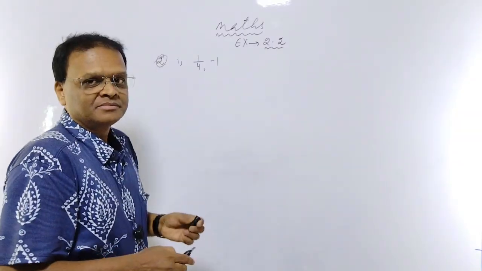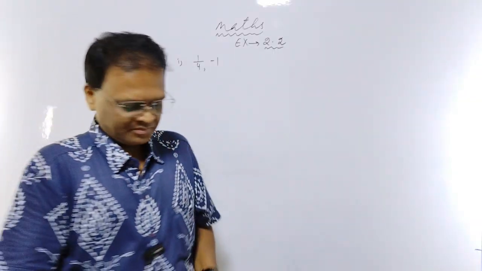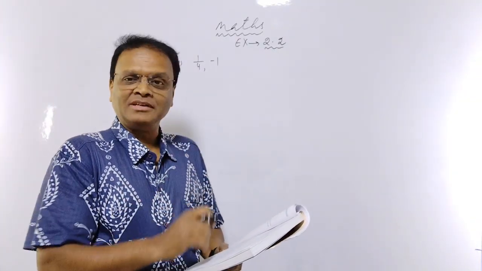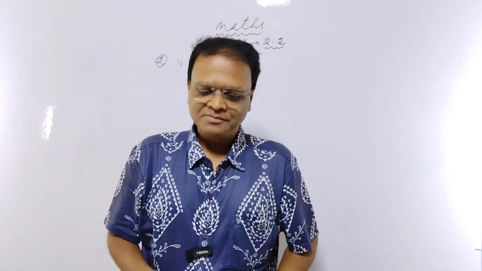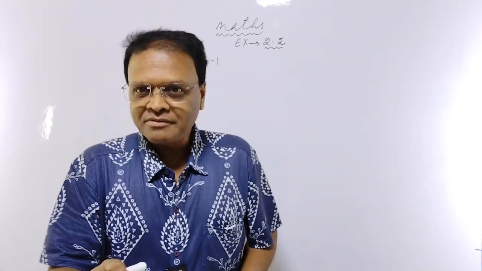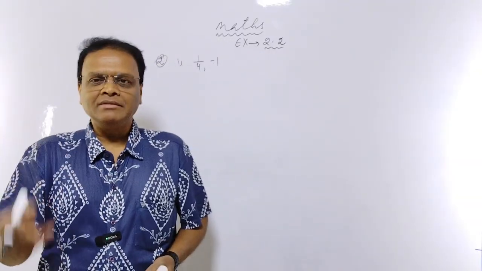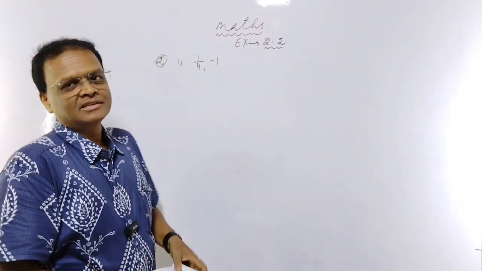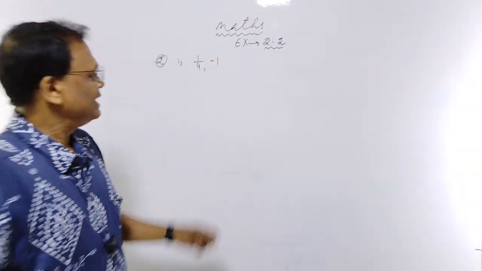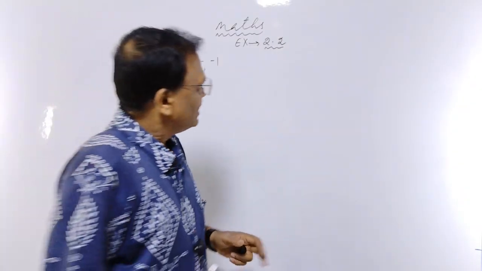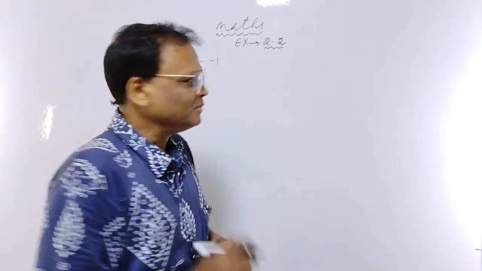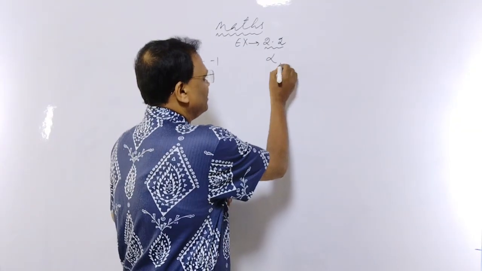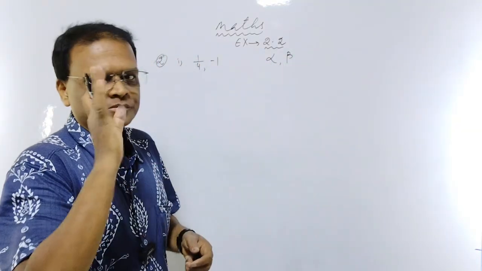Let me read the question. Find a quadratic polynomial with the given sum and product of the zeros. Here, the zeros are not given; he has given the sum and the product of the zeros. Sometimes he may give the zeros, and sometimes he may give the sum and the product of the zeros. The first one is the sum of the zeros and the second one is the product of the zeros.